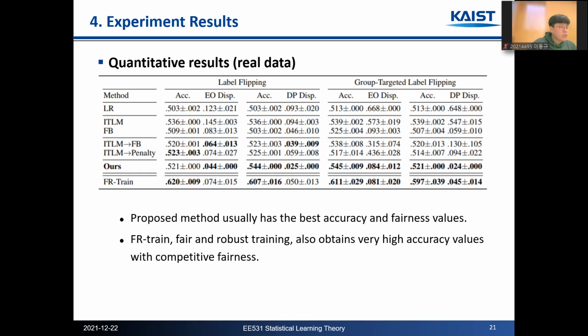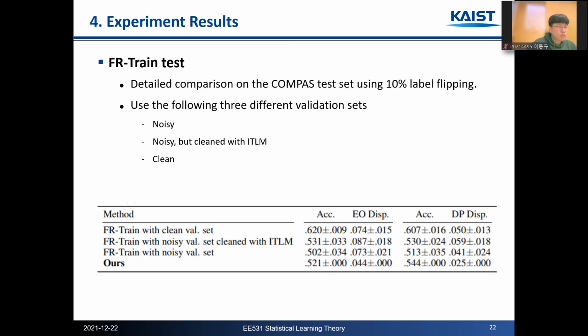Like the synthetic dataset, in the real datasets, the proposed method usually has the best or second best accuracy and fairness values. However, FR-train, fair and robust training, also obtains very high accuracy values with competitive fairness. It is assumed that the FR-train method takes advantage of its clean validation set to obtain very high accuracy values. To make sure, this paper conducted additional experiments that use validation sets that are less clean. In the table below, they checked whether FR-train shows good performance on all data or if it shows good performance only when the data is cleaned externally. As a result, the proposed method is comparable to FR-train on random data.